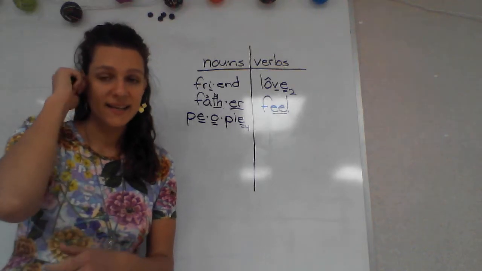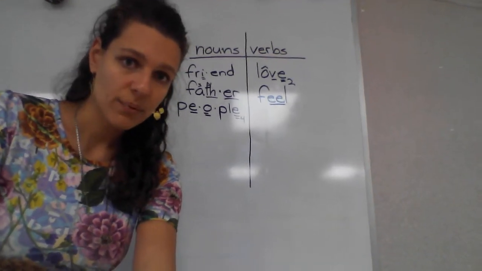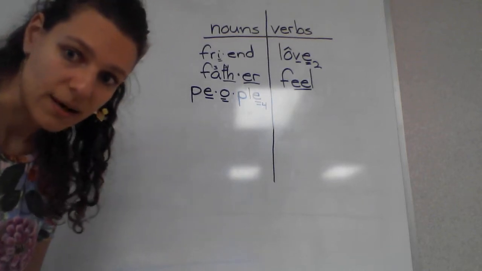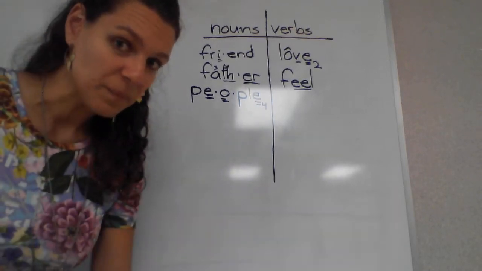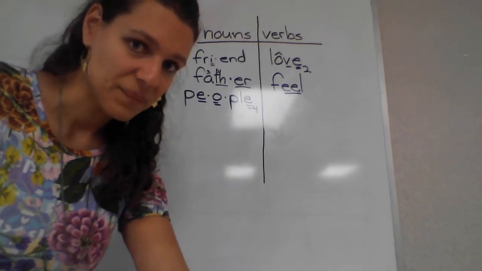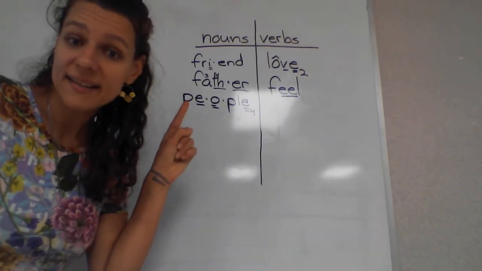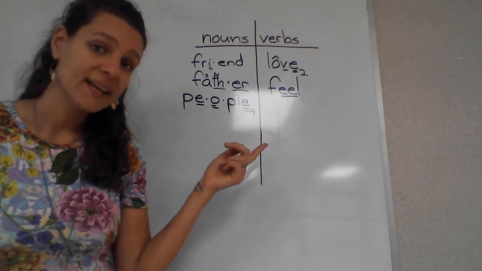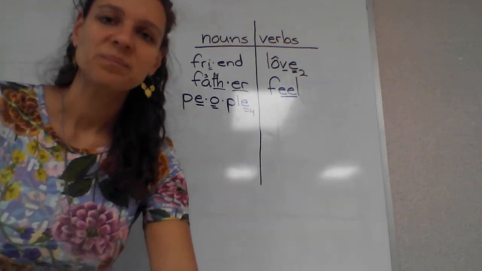All right, class, we're going to keep reviewing nouns and verbs, because once again, we don't want first grade to know more about nouns and verbs than we do. So a noun is a what? Good, person, place, or thing, and a verb is an action.